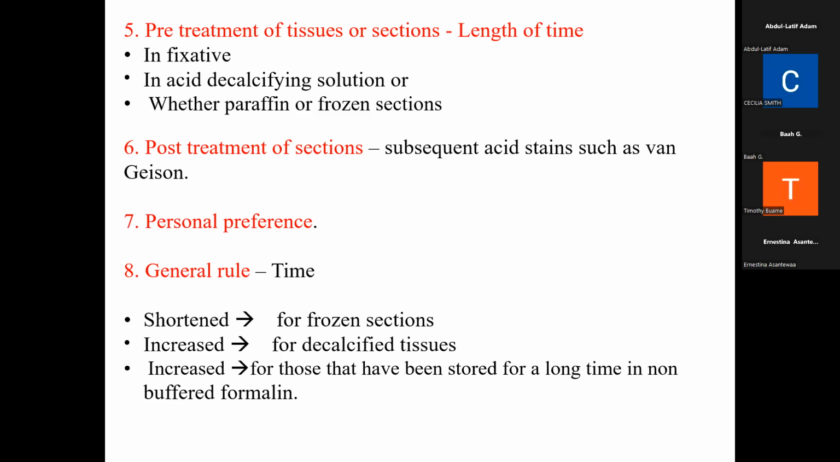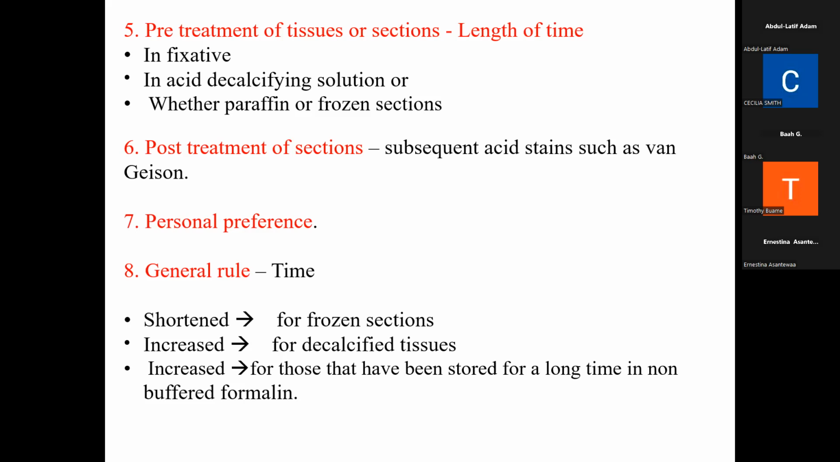Okay. So whether the tissue is paraffin embedded or it is a frozen section will also influence the length of time it stays in the stain. And then post-treatment, what are you going to use the tissue for? After staining with H&E, what type of staining are you going to do subsequently? Are you going to do a special stain? Which special stain are you going to use? What component of the tissue are you going to demonstrate? All will influence your staining time.